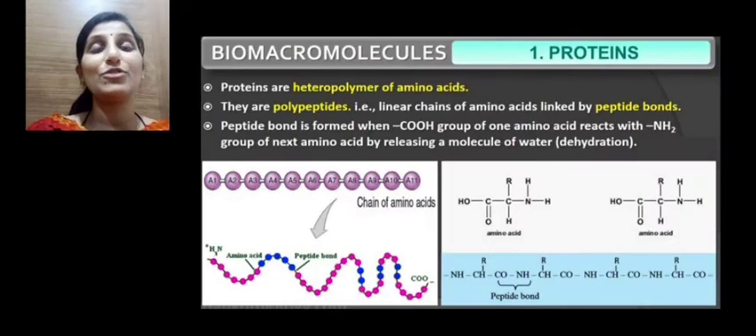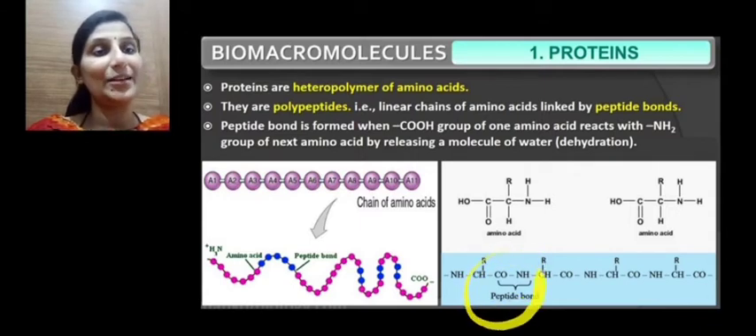So let's begin with the first biomacromolecule, that is proteins. Proteins are polymers formed of amino acids. They are not homopolymers, they are heteropolymers formed of different types of amino acids. So they are called heteropolymers of amino acids. And they are called polypeptides. Why are they called polypeptides? Because amino acids are linked together by a peptide bond.